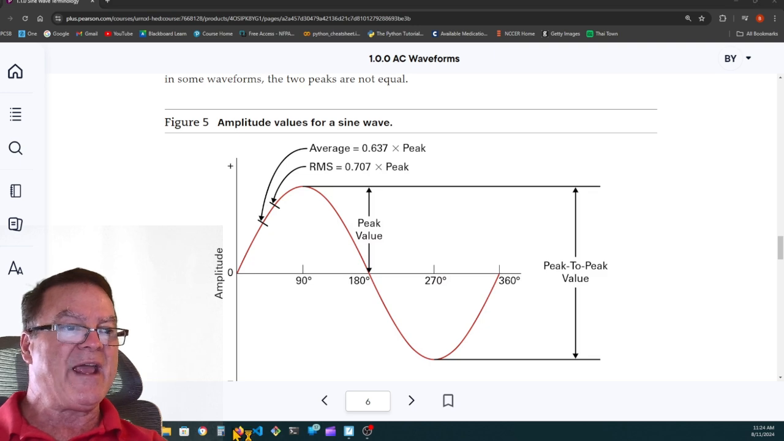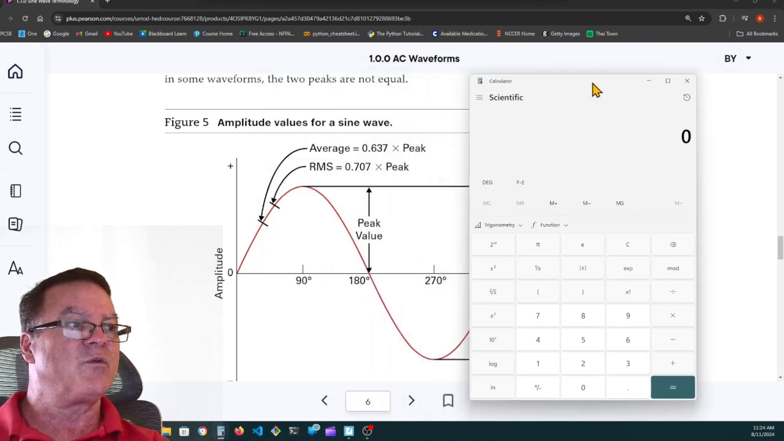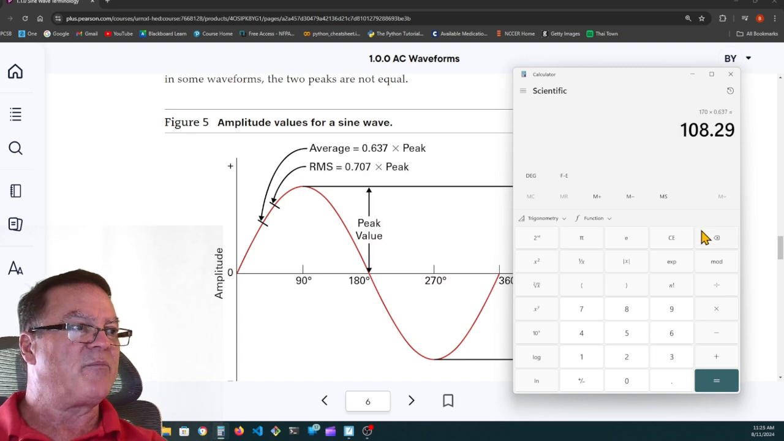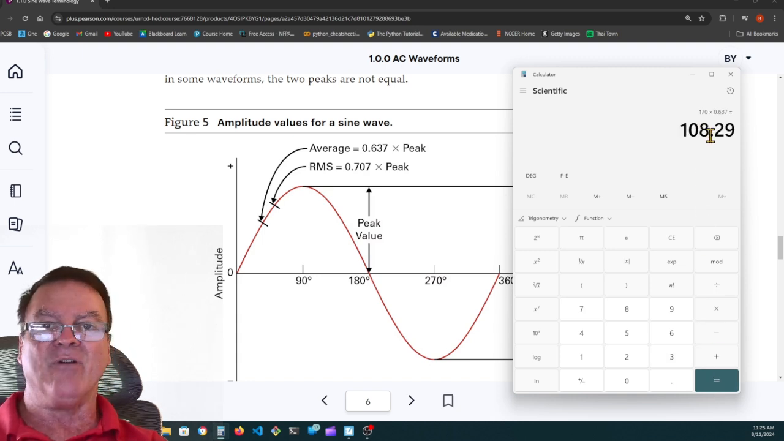So if we're assuming that our peak is 170 volts, we can multiply times 0.637, and we'll get approximately 108 volts average. That's the average value of this peak.